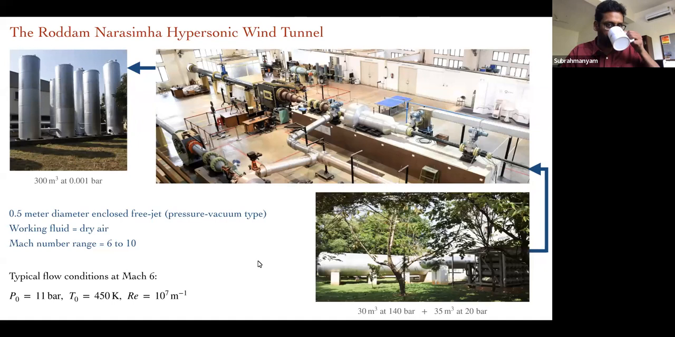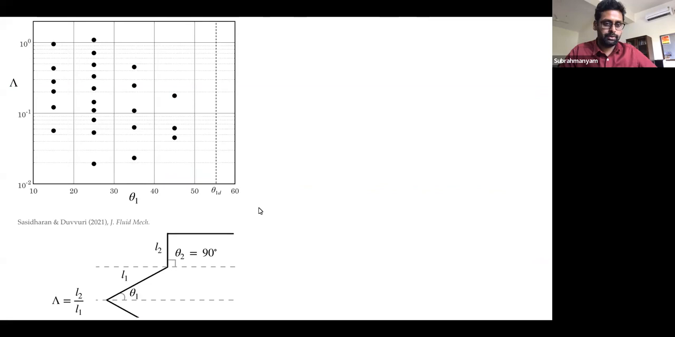All the experiments that I'm going to show you today were performed at Mach 6, where the typical operating conditions that we use are listed here below. We have a stagnation pressure of around 11 bar, a stagnation temperature of 450 Kelvin, which gives us a unit Reynolds number of 10 million per meter. These are some typical conditions that we run at for Mach 6. All right, so with that, let's jump into the experimental results.